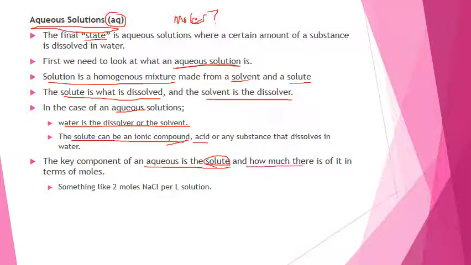So the key component of an aqueous solution is the solute, the thing that's being dissolved, and how much of it there is in terms of moles. For instance, this is 2 moles of sodium chloride per liter of solution. So this says 2 moles of solute per 1 liter of solution. Now one thing to notice about this: it does not say 2 moles of sodium chloride per liter of solvent. And this is an important point.